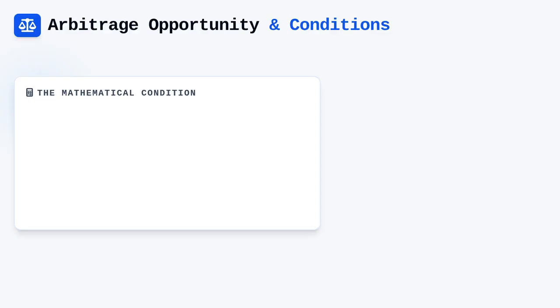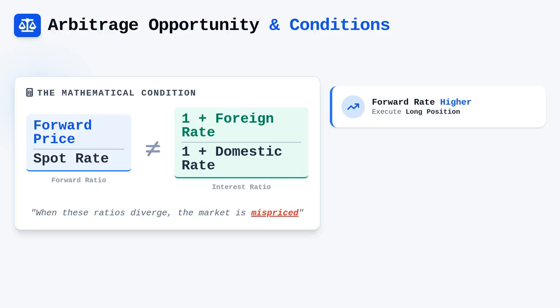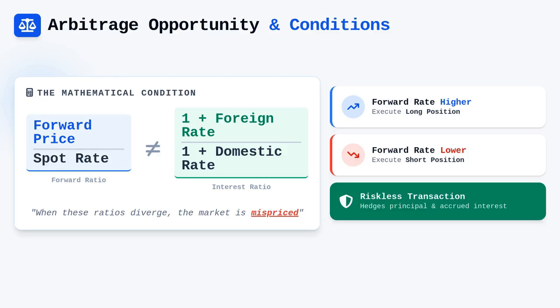The mathematical condition for an arbitrage opportunity is defined by comparing the ratio of the interest rates to the ratio of the forward and spot rates. If the forward rate, expressed as the forward price divided by the spot rate, is not equal to the ratio of 1 plus the foreign interest rate divided by 1 plus the domestic interest rate, the market is mispriced.